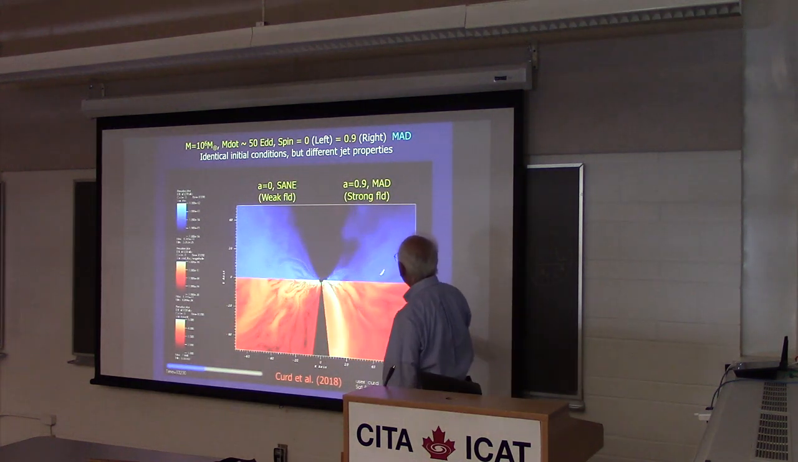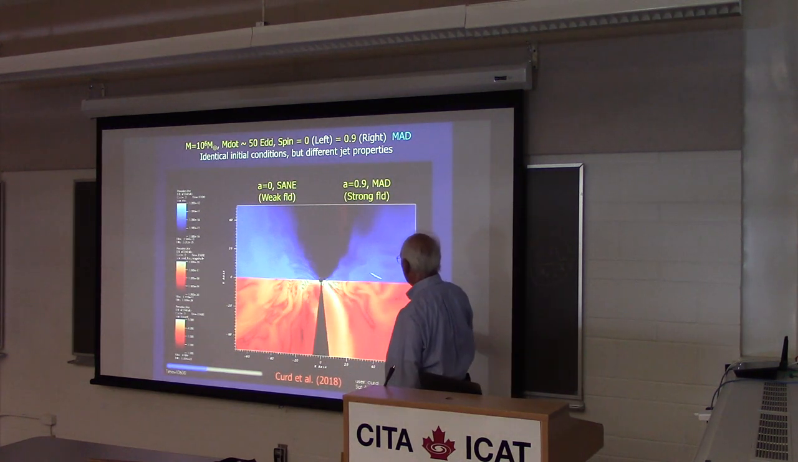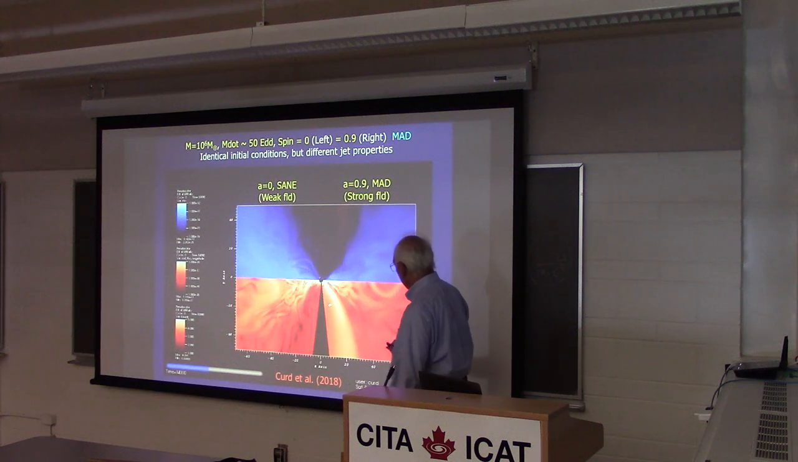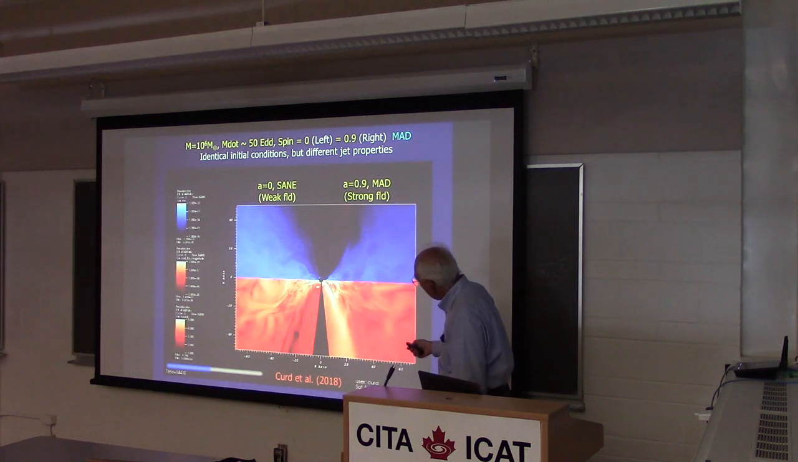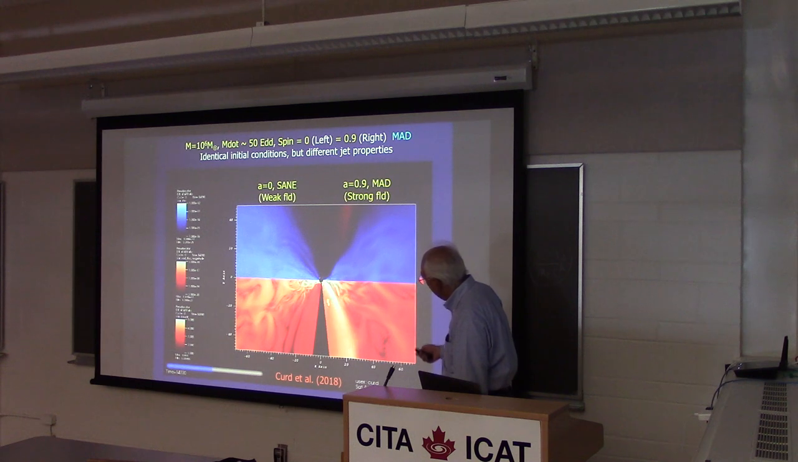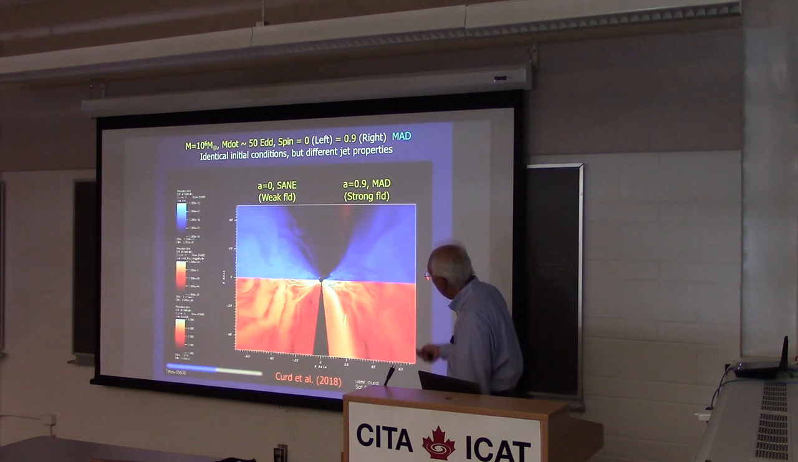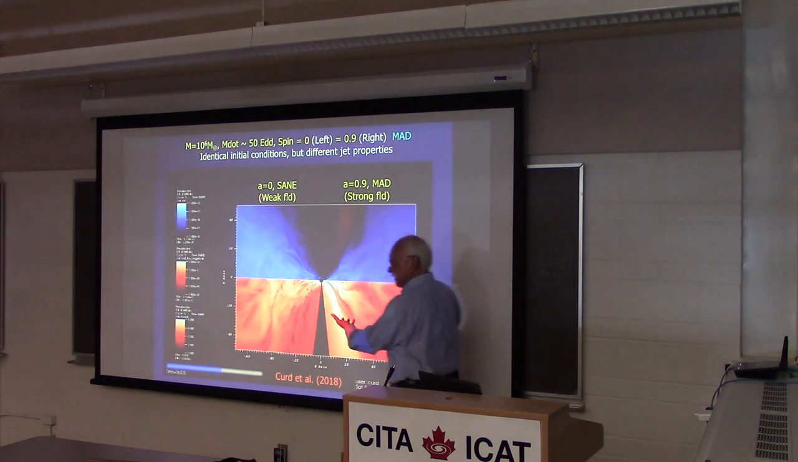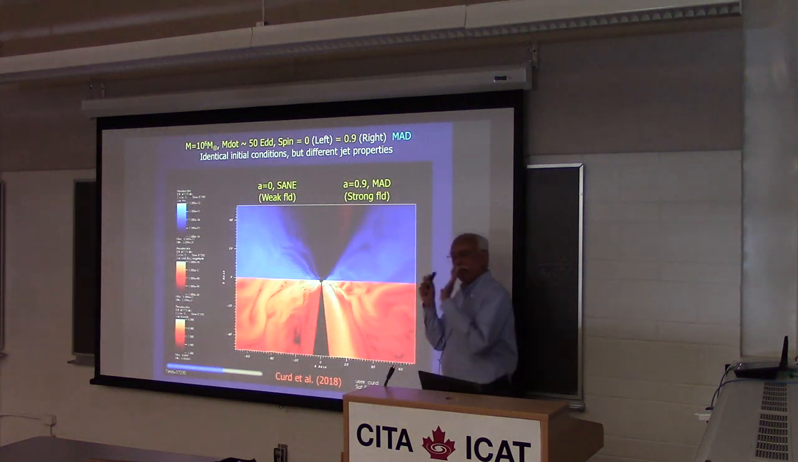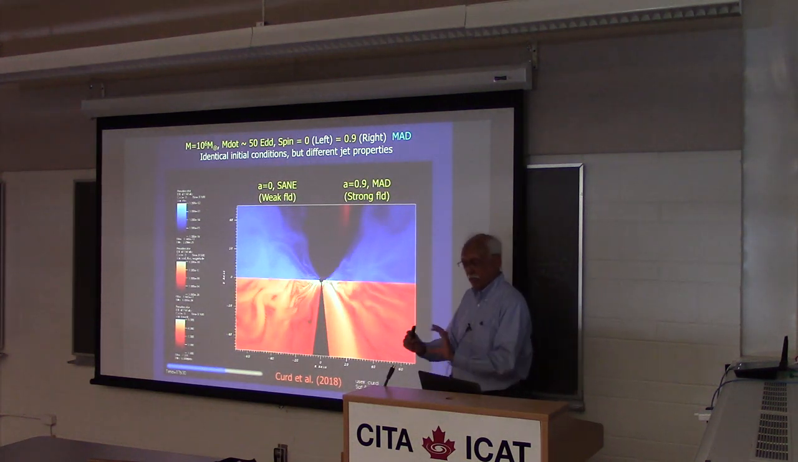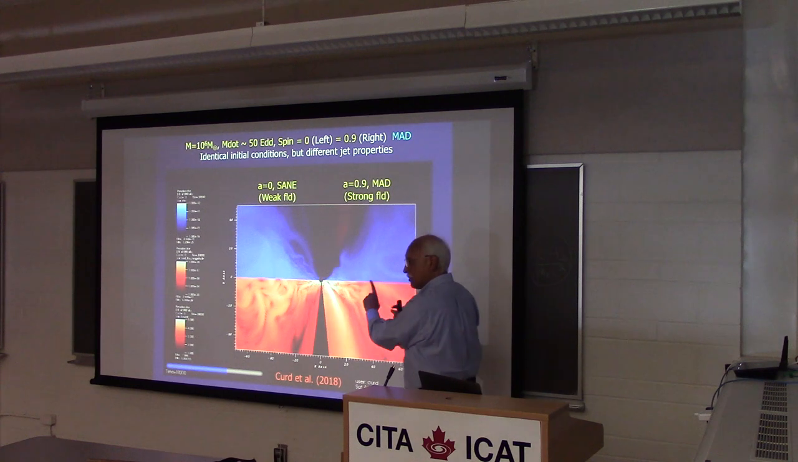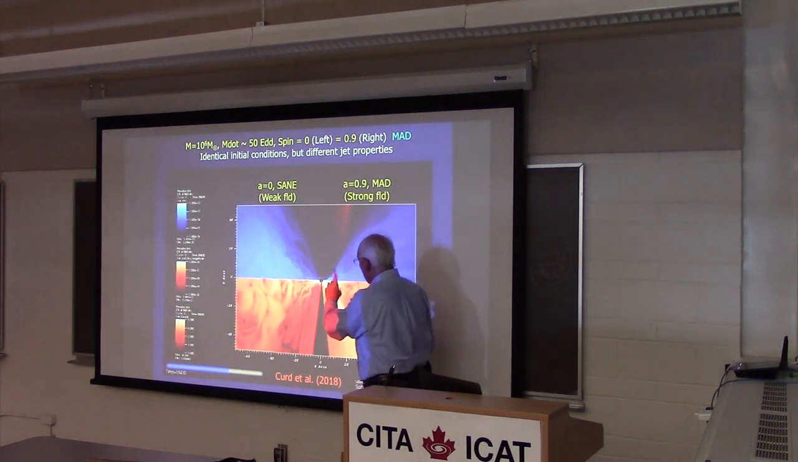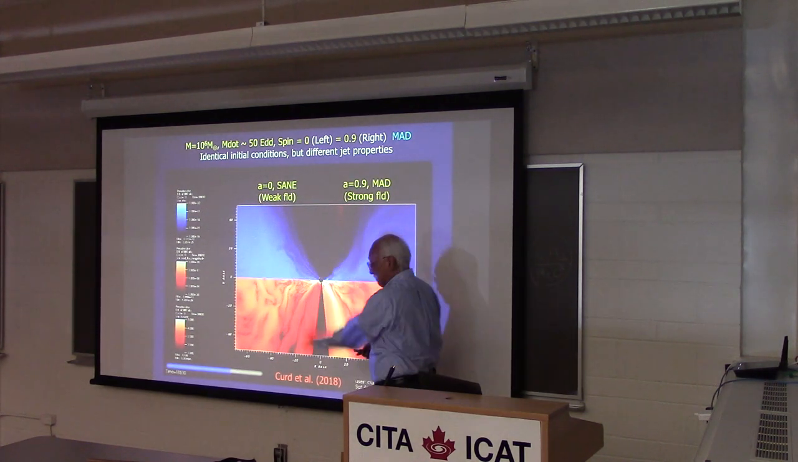So as far as the gas dynamics goes, you don't see too much difference in the overall structure. The only difference you can notice is that there is much more radiation coming out in this MAD spinning guy compared to the other guy. But overall, it doesn't look like there's a huge difference between these two simulations. Incidentally, they were given identical initial conditions, OK? The only difference is what was the magnetic field accumulation and the spin of the black hole.